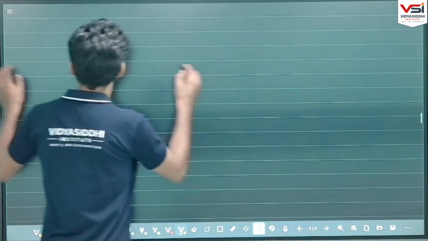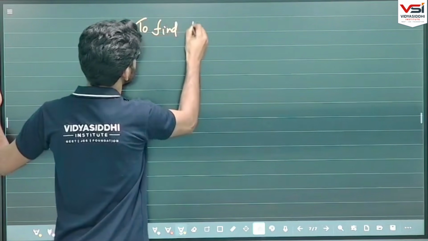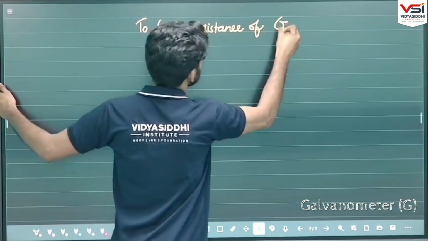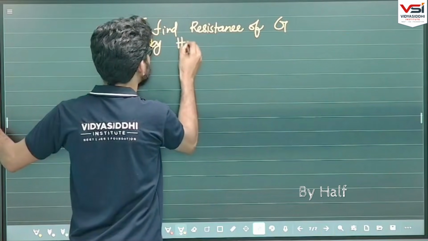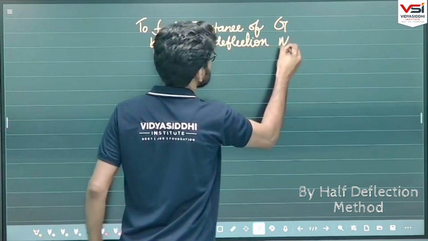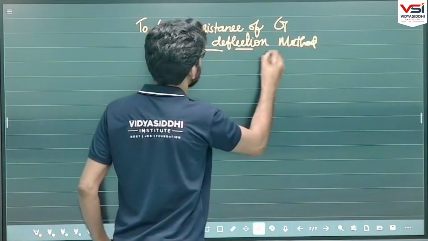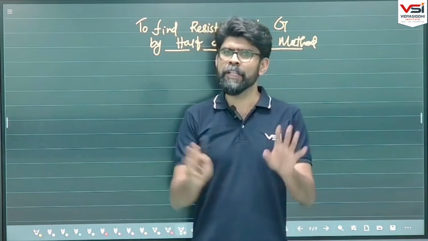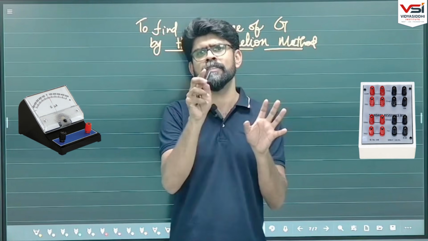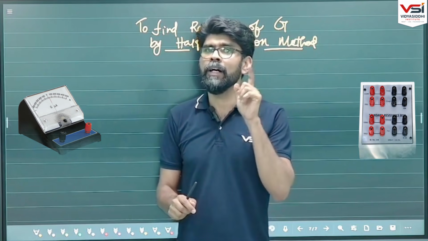So the topic is to find the resistance of a galvanometer by the half deflection method. And what all things are required for doing this experiment? Obviously you need a galvanometer and a resistance box, and also another resistance which is connected in parallel across the galvanometer, a cell and a key.